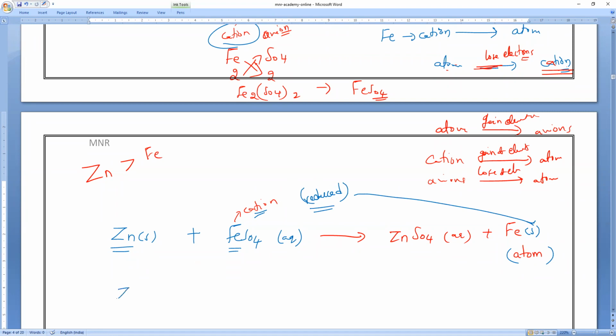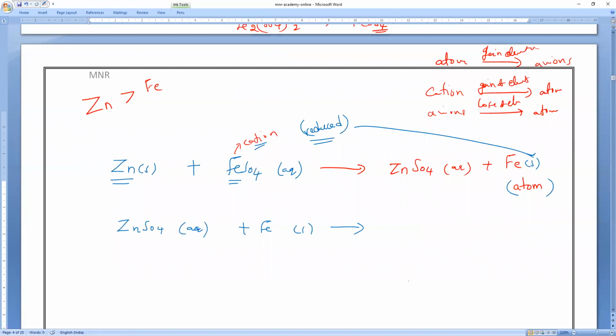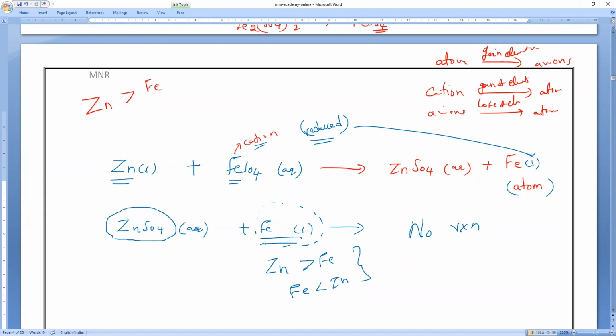Suppose I give the reverse: zinc sulfate plus iron. Now tell me, what is the reaction? Zinc sulfate plus iron, reaction please. This is what you are studying. No reaction. Why no reaction? Because zinc is more reactive than iron, and iron is less reactive than zinc, so no reaction will take place. Always the free metal must be more reactive than the metal which is in salt form. That is why there is no reaction.